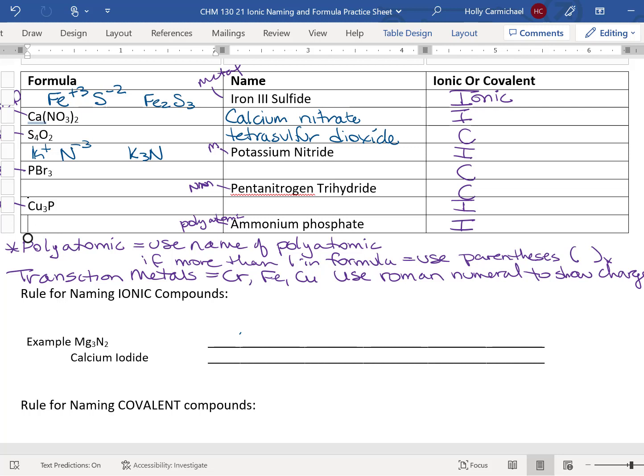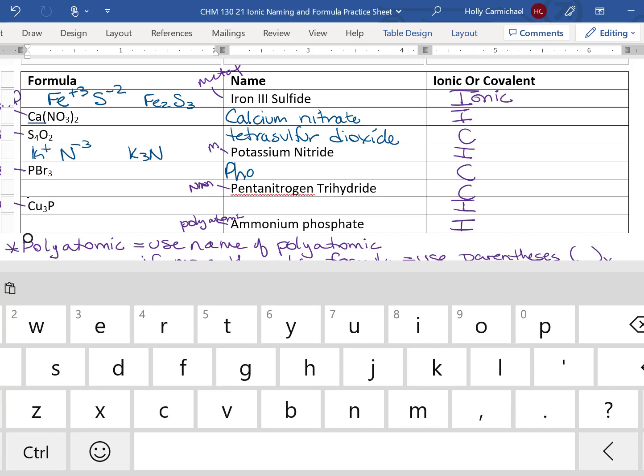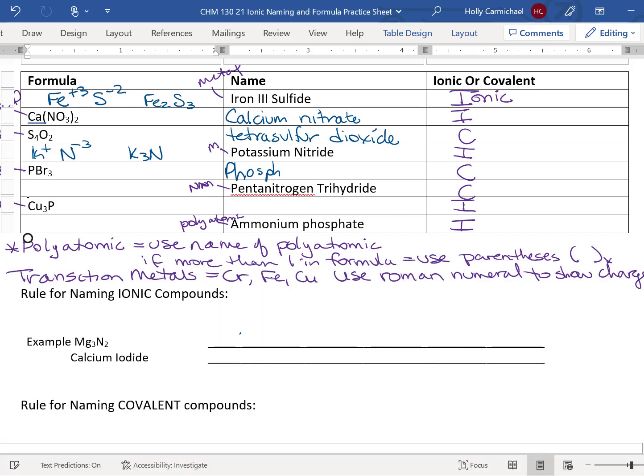PBr3 is covalent. So what's its name? Phosphorus tribromide, yep. Pentanitrogen trihydride. Sounds super crazy, but pentanitrogen means how many nitrogens? 5. So this is N5. And then trihydride means 3 H's. H3.